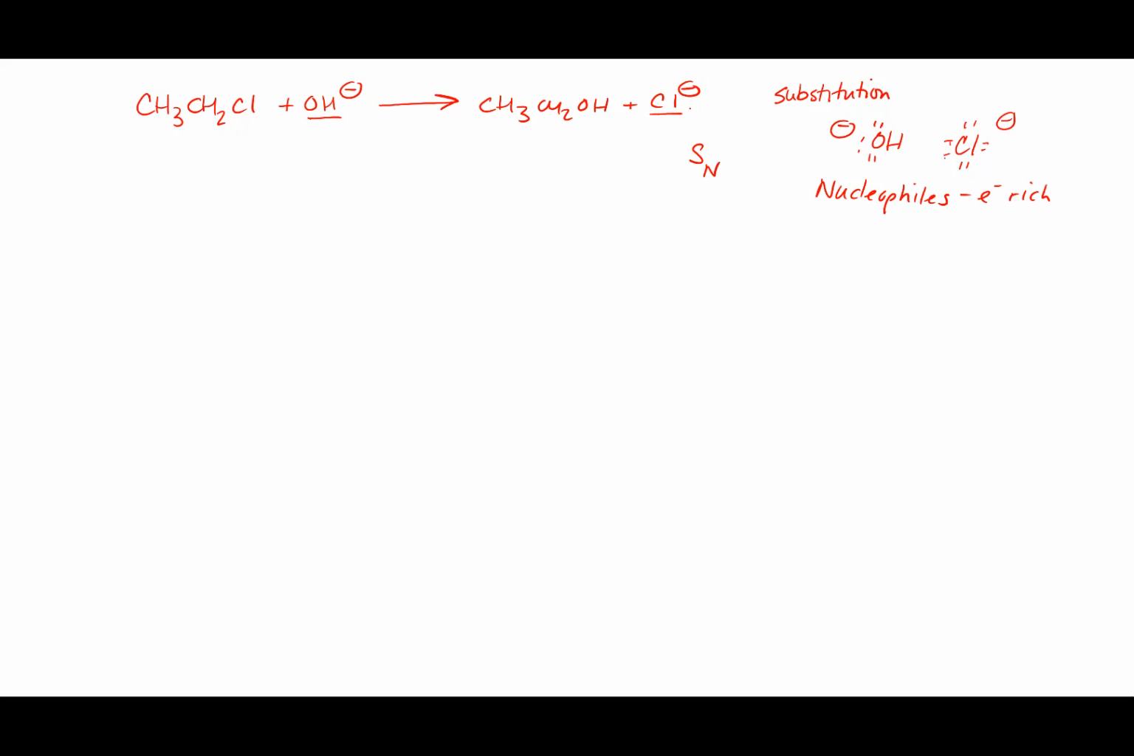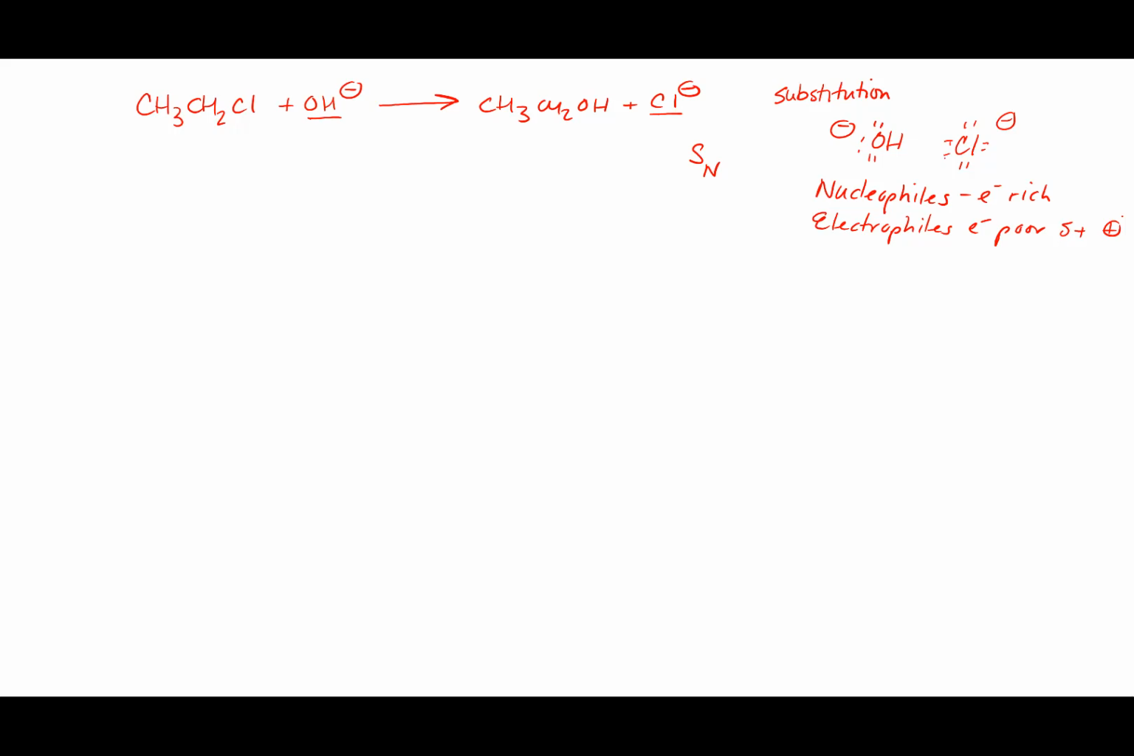Okay. Now, the opposite of nucleophiles are things called electrophiles. And electrophiles are electron poor. And they can be atoms that have either a delta positive or a full-blown positive 1 charge. Those are the electrophiles.